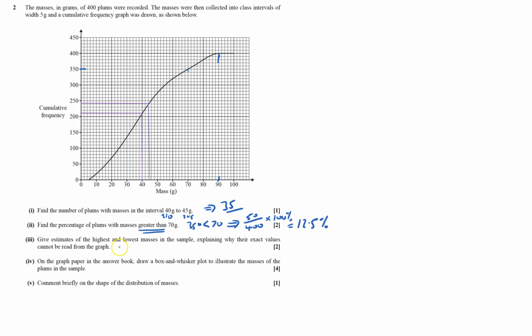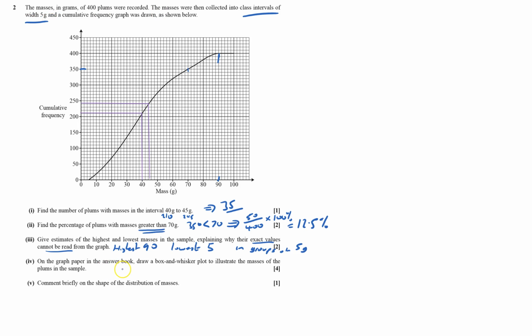Give estimates of the lowest sample, or the highest is probably about there, 90. The highest 90, and the lowest was no one was less than 5, so lowest was 5. And the exact values can't be read from the graph because they're in groups of 5 grams, class intervals of width 5 grams.